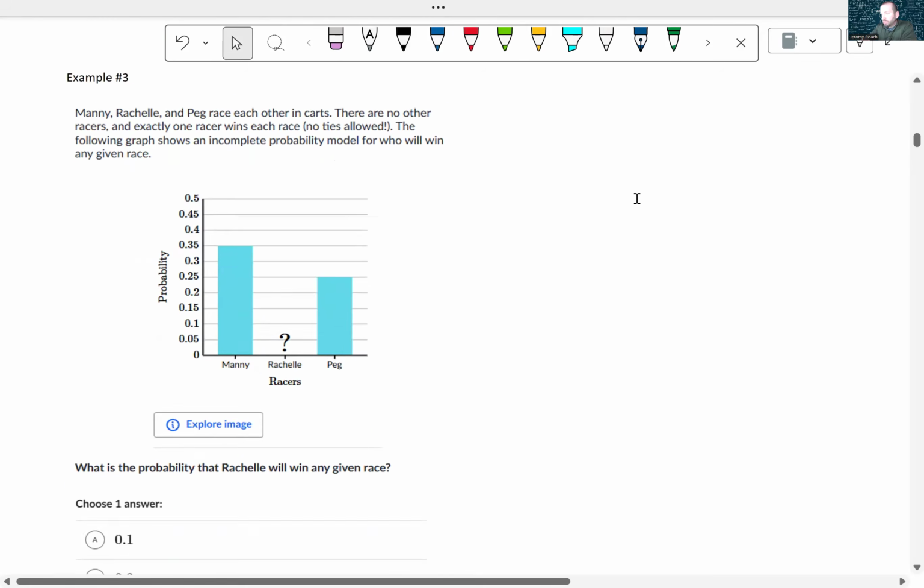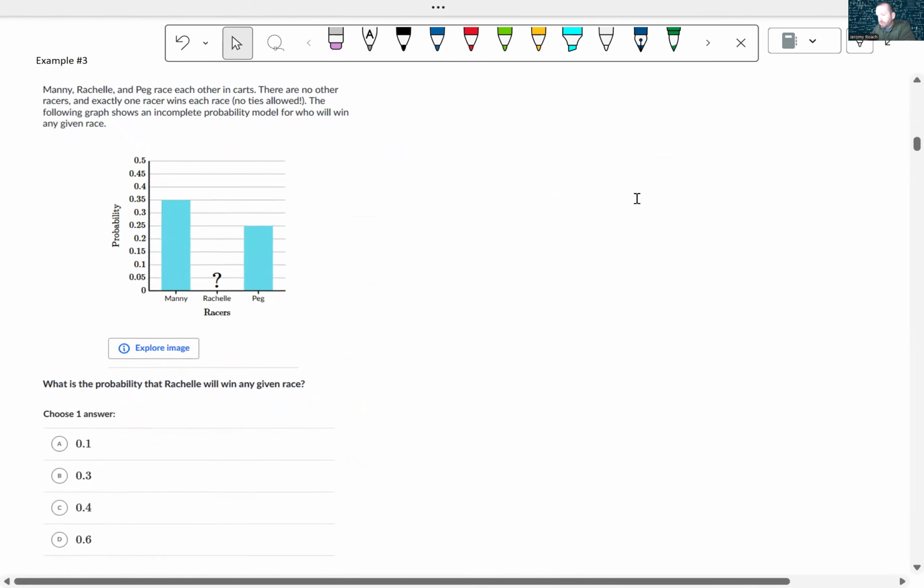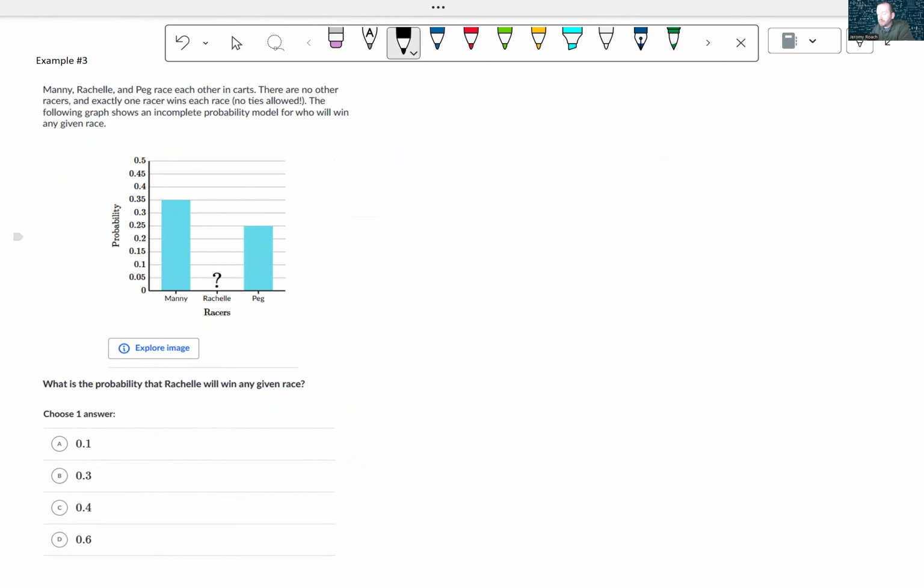All right, one more of these. There are these three people, they're racing each other. There's no other racers. Only one person wins. There's no ties allowed. And they're telling us all that information here to demonstrate that all of the probabilities are going to add up to 1.0.